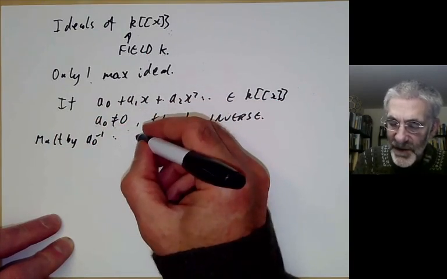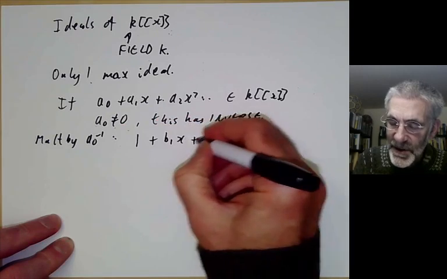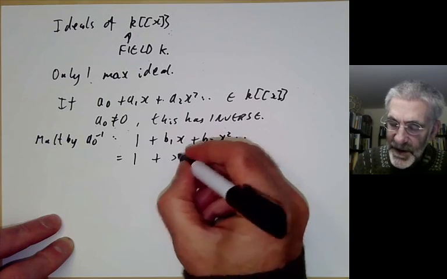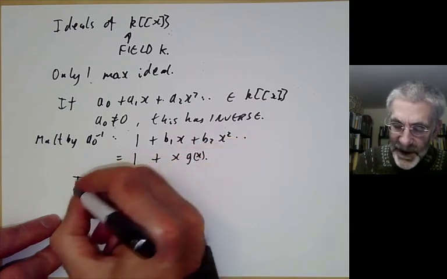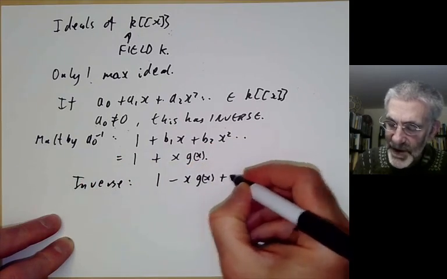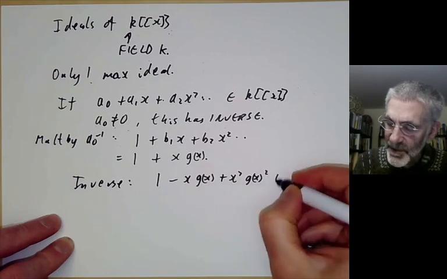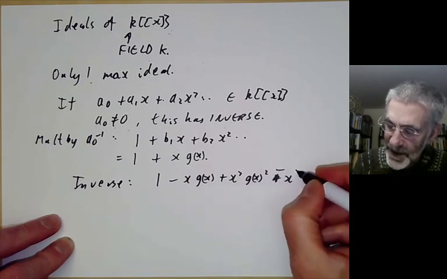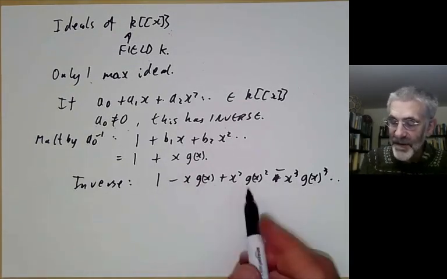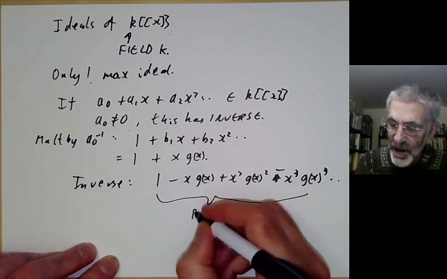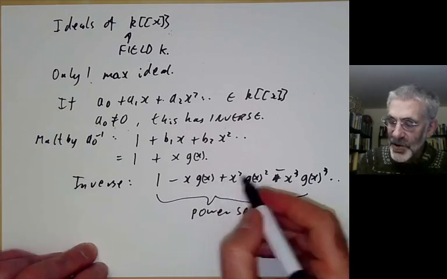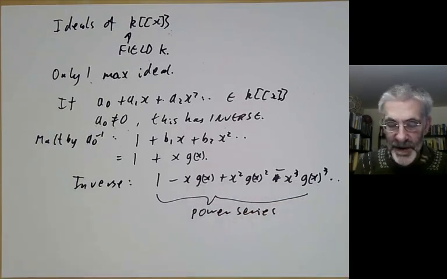So we may as well assume it's of the form 1 plus b1x plus b2x squared and so on. And let's write this as 1 plus x times g of x. And then it has an inverse, 1 minus x times g of x plus x squared g of x squared plus x minus x cubed g of x cubed and so on. We can just formally write down the inverse, and you notice that this is a perfectly good power series because the increasing powers of x here make sure that this sum is actually well defined.